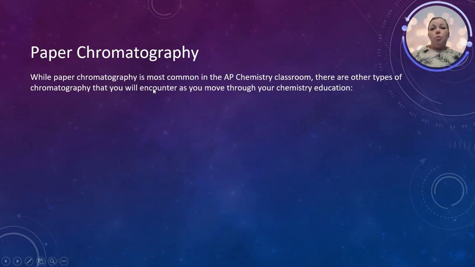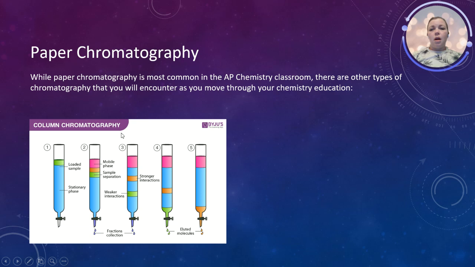Okay, so while paper chromatography is the most common in the AP classroom, there are other types of chromatography that you'll encounter. This title should actually be other types of chromatography. So here's column chromatography, which I was talking about. You would pour the whole sample, and this is your stationary phase, and then your sample would separate.